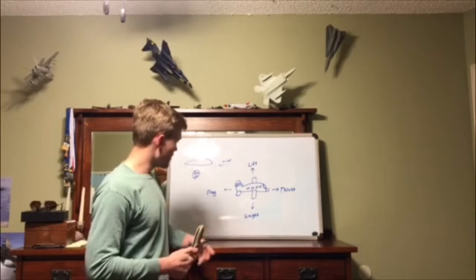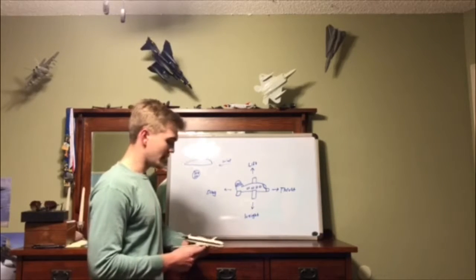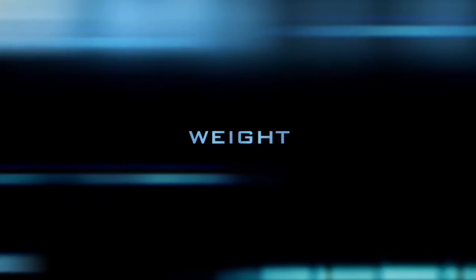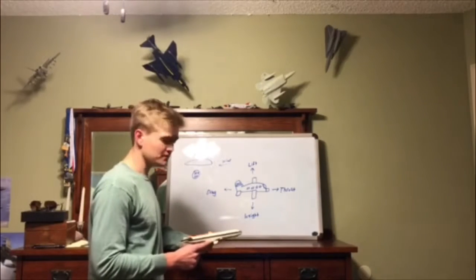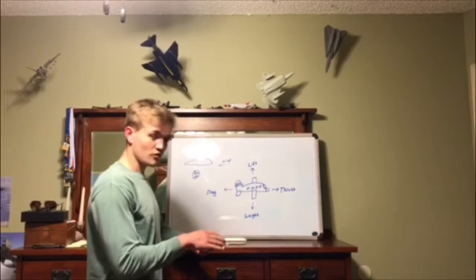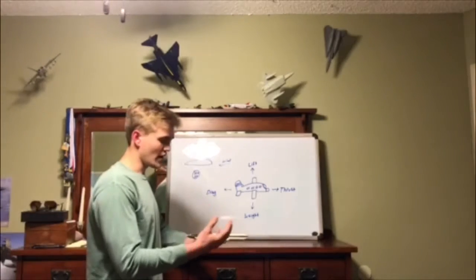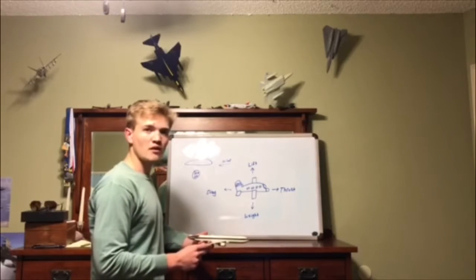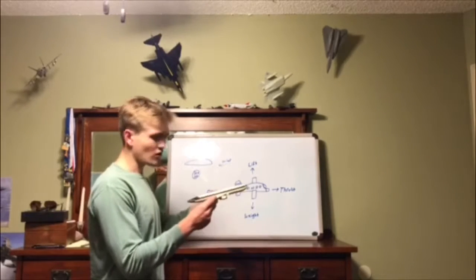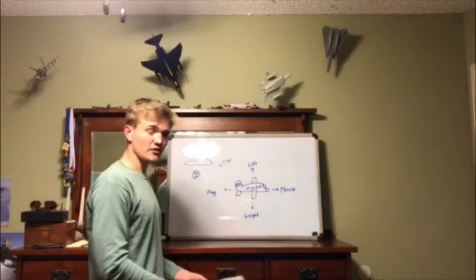The last force acting on the aircraft is weight. Weight is equal to mass times gravity, in meters per second squared. You have the gross weight of the aircraft, and then you have that weight times the gravity. So here on Earth it's 9.81, and that's all acting to pull the aircraft down to the ground.